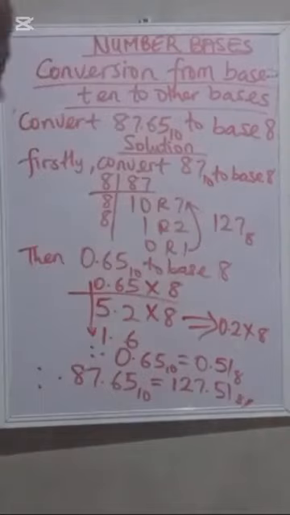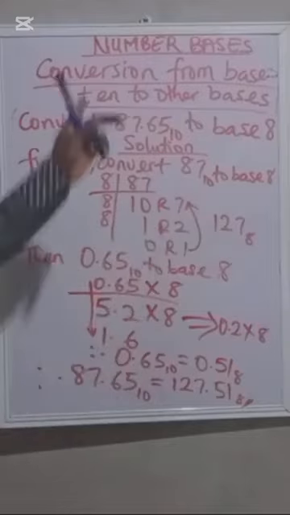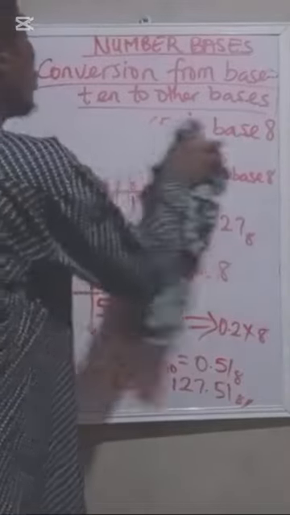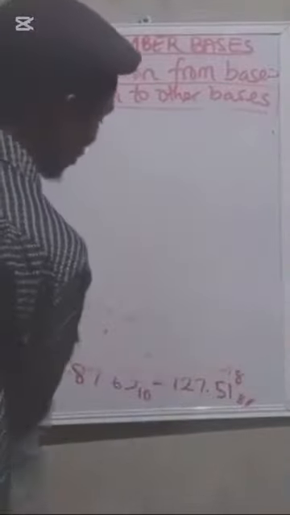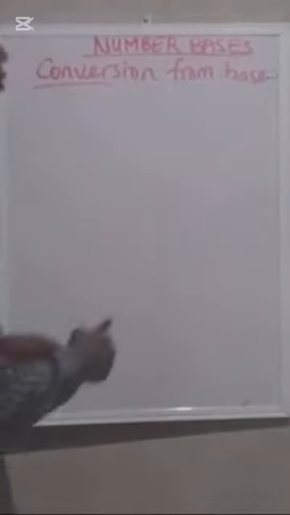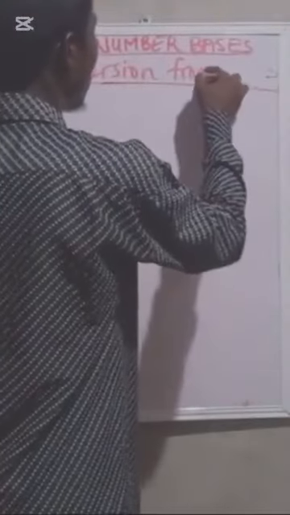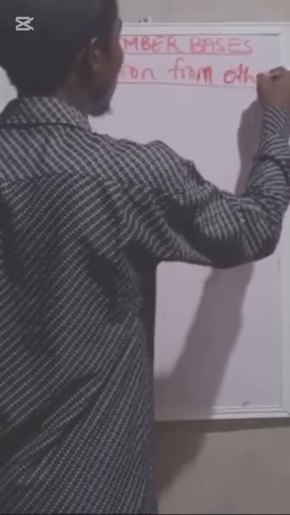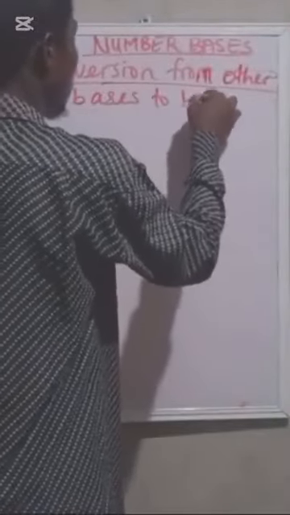So let me go to the second part. I said I'm going to classify my topics into 3 different parts. So this is the first part. Then let's go to the second part. The second part is converting other bases to base 10. Converting from other bases to base 10.